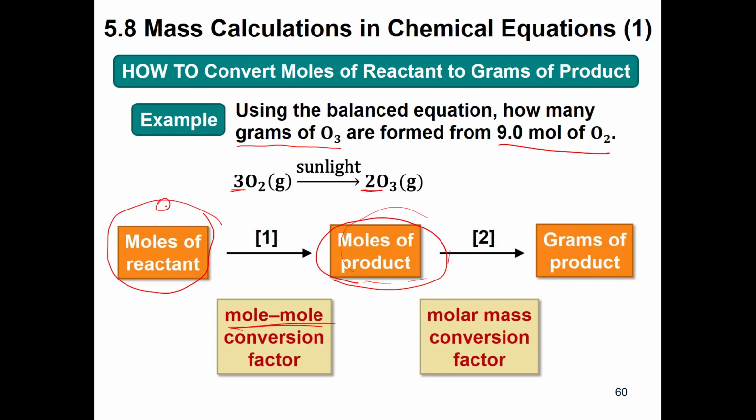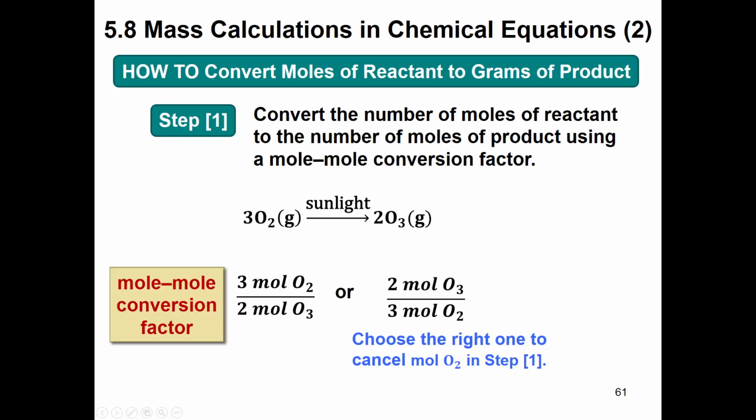So in the first case it's O2 and I'm converting to O3, and my molar ratio is going to be 3 moles of oxygen to 2 moles of ozone. Once I get to moles of ozone, then I know that I can convert moles to mass using the formula weight, and that'll give me grams of product. So I'm first going to convert moles of reactant to moles of product, and I use that molar ratio. And so it's set up as a conversion.